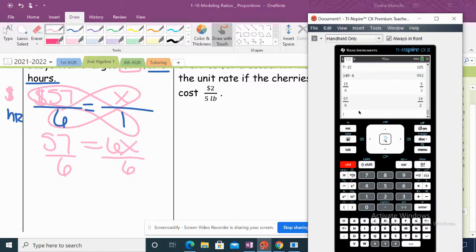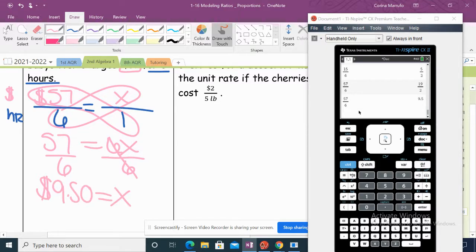I am going to press on my calculator. If you press the control and then enter, it estimates it per decimal, okay? And the reason we're going to use a decimal for this one is because we're talking about money, and money we use decimals, right? This would give us $9.50.